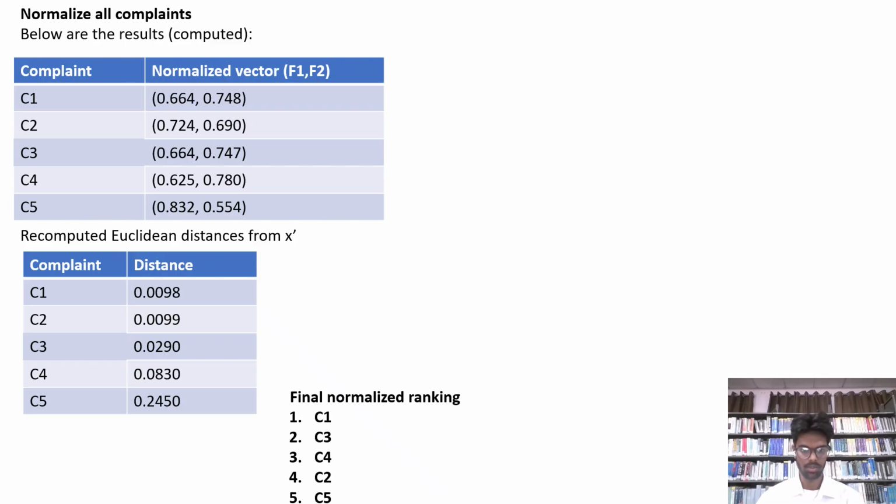We compute C1, C2, C3, C4 and C5, and we have the normalized vectors F1 and F2 given below in the table. The computed Euclidean distance from X dash will be given as below. The final normalized ranking will be C1, C3, C4, C2, and C5.